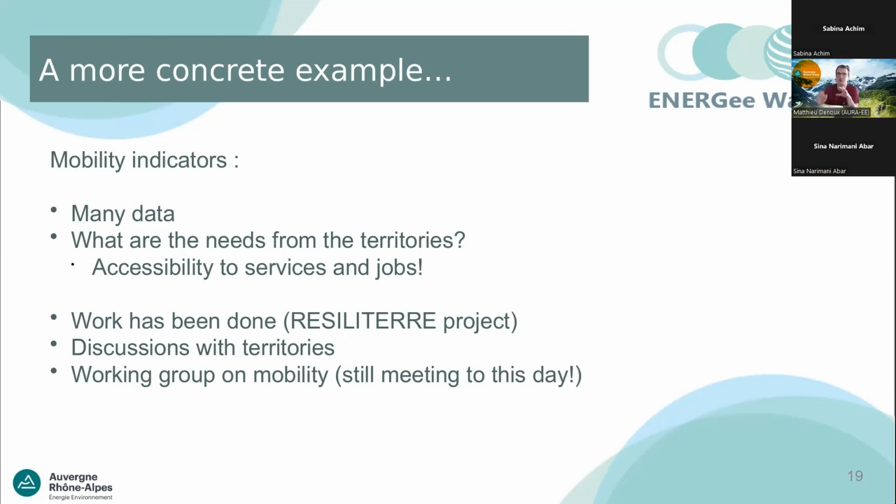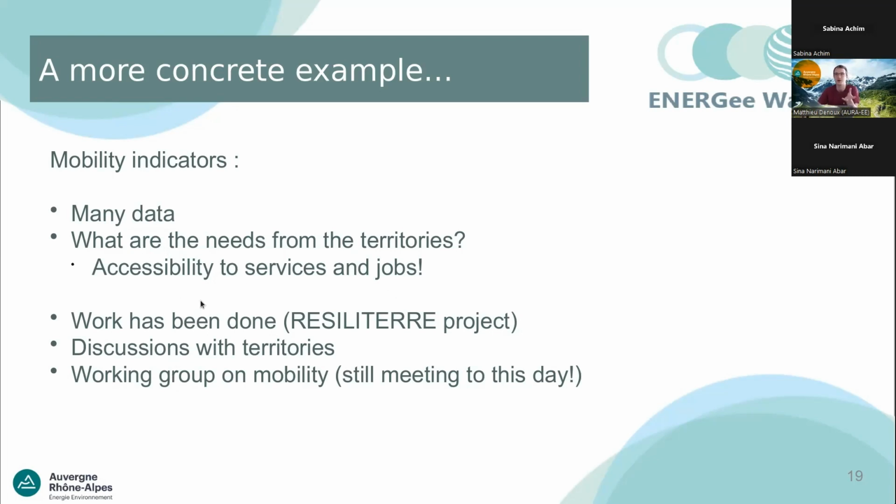So you have one indicator that gives some accessibility to services information, and one giving information about the accessibility to jobs. And it was still not enough. So we still have the working group on mobility. It's still a meeting to this day. So we still have discussions about how to improve the indicators and their communication.